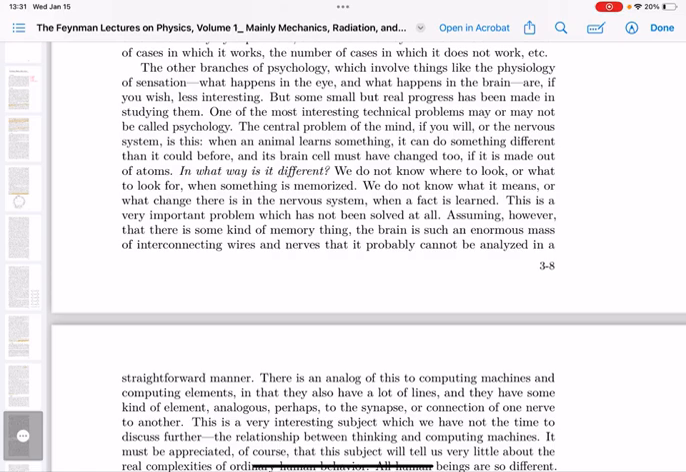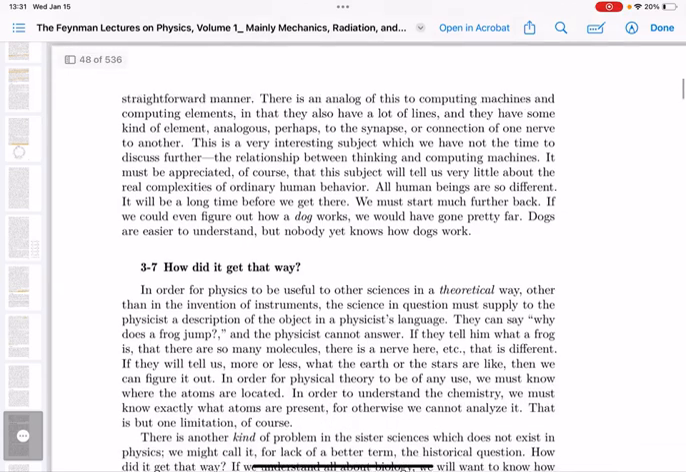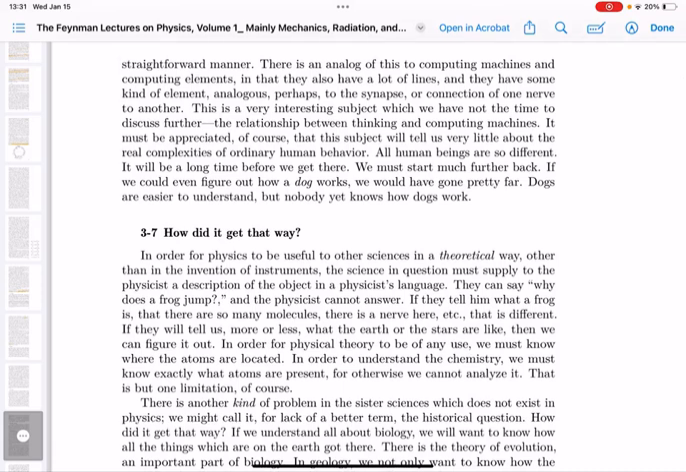The brain is such an enormous mass of interconnecting wires and nerves that it probably cannot be analyzed in a straightforward manner. There is an analog of this to computing machines and computing elements in that they also have a lot of lines and they have some kind of element analogous perhaps to the synapse, or a connection of one nerve to another. This is a very interesting subject which we have not the time to discuss further: the relationship between thinking and computing machines.